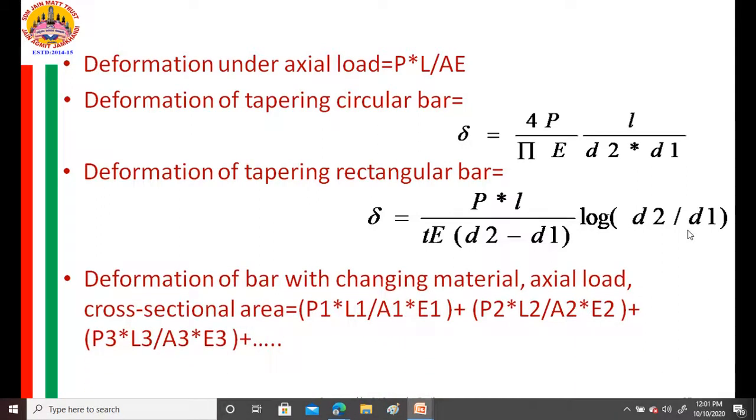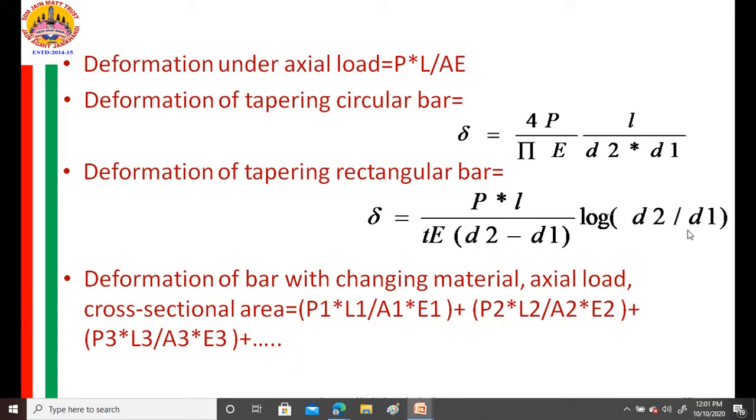Then, if a member is not prismatic, is not having the same area throughout its length, is not having the same load throughout its length, loads are changing, areas are changing, materials are changing, at that time, if you want the deformation, what you are doing? You are separating these members into the individual parts for which the load, material, cross-sectional area are constant. Here the only important thing is how you are calculating the resistance. How you have calculated it?